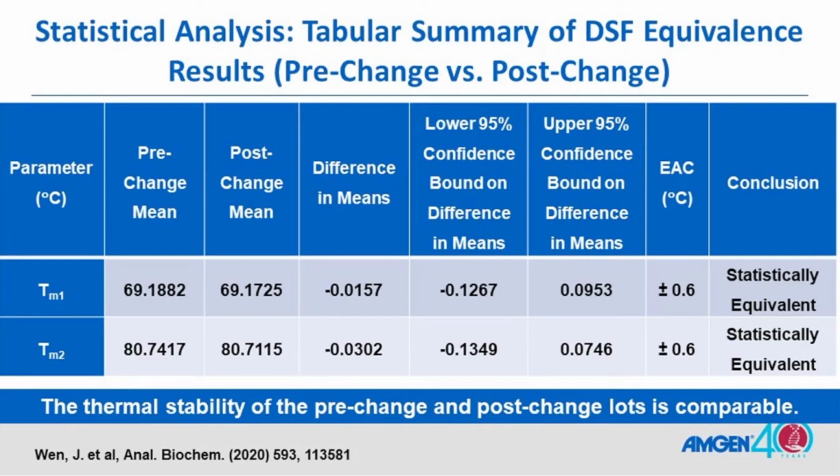Here is TN1, TN2, pre-change mean, post-change mean, difference in means, lower 95% confidence bound on the difference in means, and upper 95% confidence bound on the difference in means. And here is EAC. So here is the conclusion.